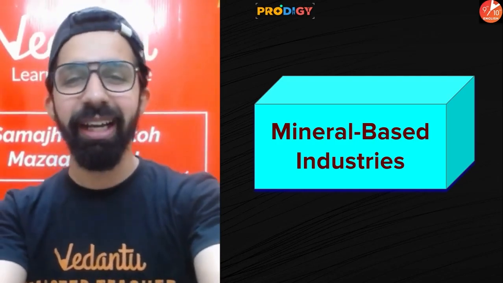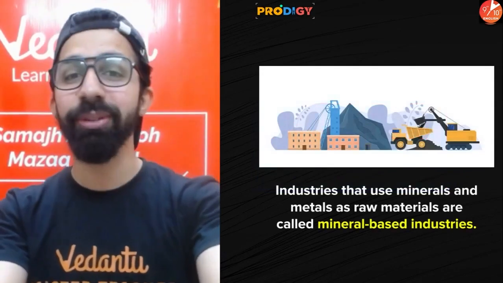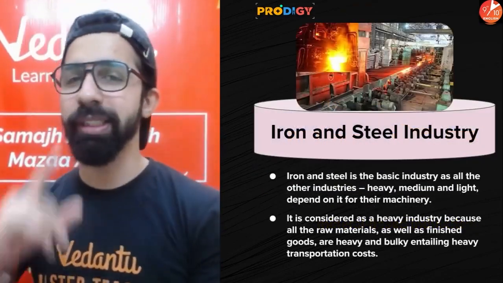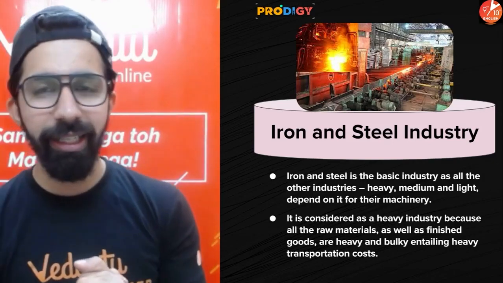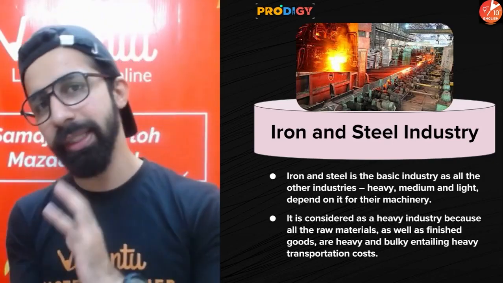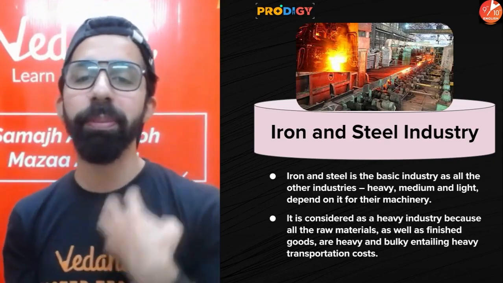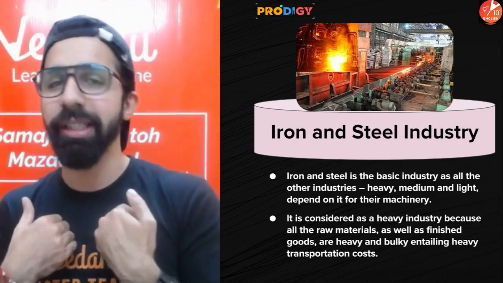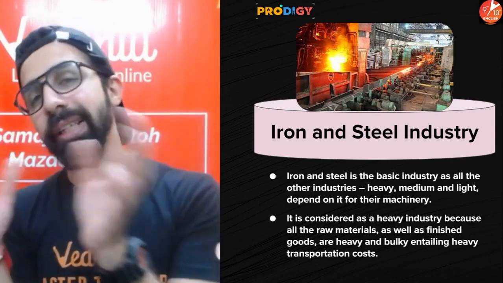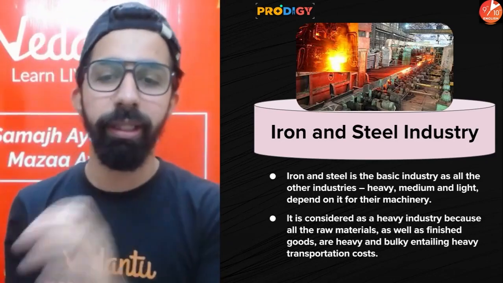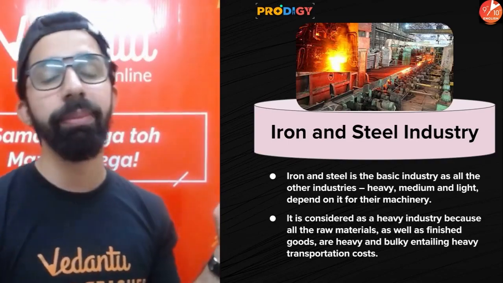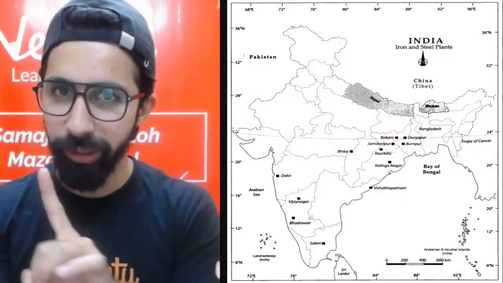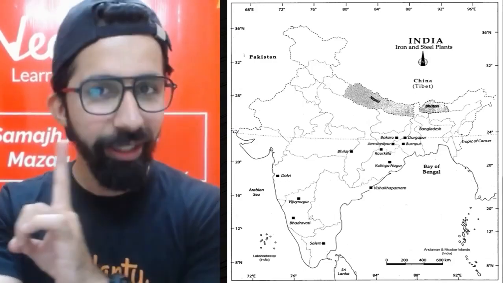Coming to the next one, guys, mineral based industries, which use minerals and metals as their raw materials. उसमें से the very first one we have is iron and steel industry. ठीक है, it comes under basic and key industry because the products which we get from iron and steel industries are not directly used by the consumers. They are used by the other industries in the form of raw materials. Now guys, it also comes in heavy and bulky industry because their raw material as well as the finished product is very heavy and bulky.